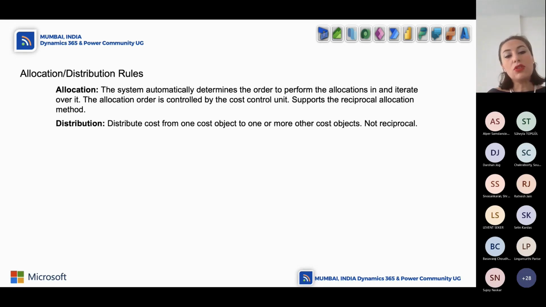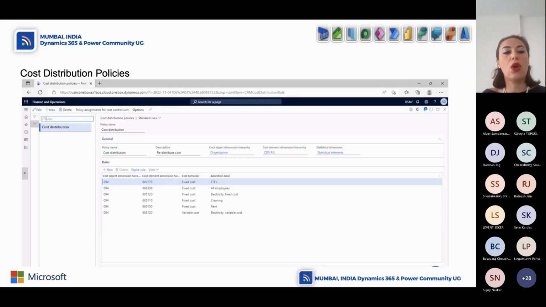Allocation: the system automatically determines the order to perform the allocations in and iterates over it. The allocation order is controlled by the cost control unit, which means that, for example, first the cost center is allocated and then the product in this example. And it supports the reciprocal allocation method. Distribution distributes cost from one cost object to one or more other cost objects, but it's not reciprocal. So this is very important to know.